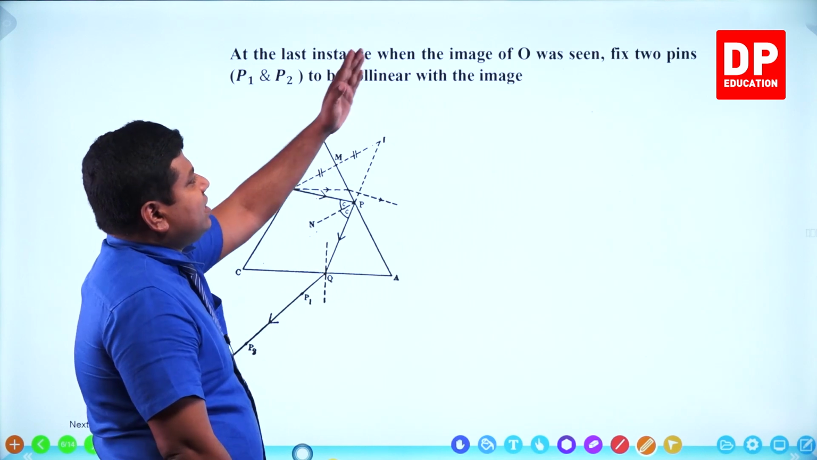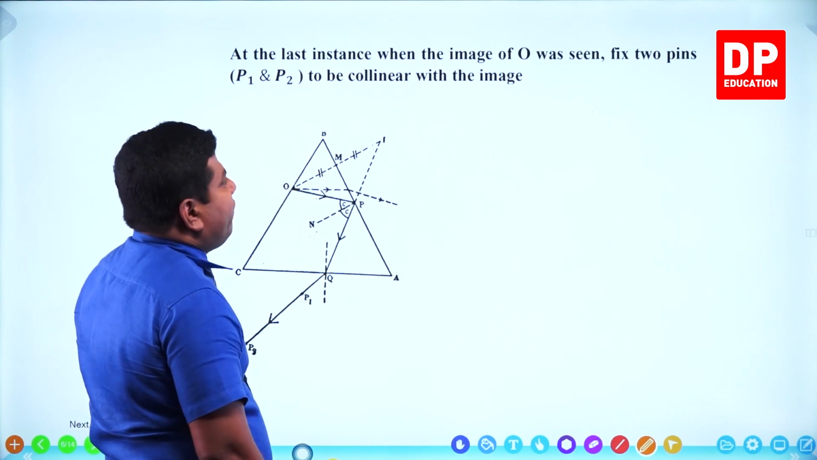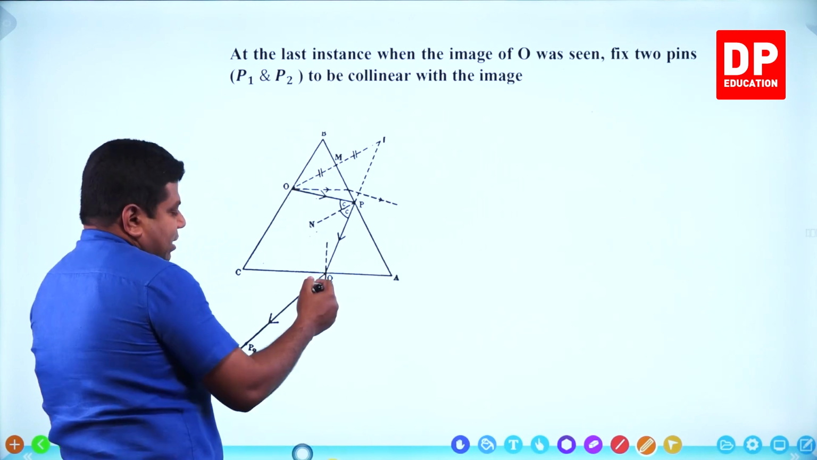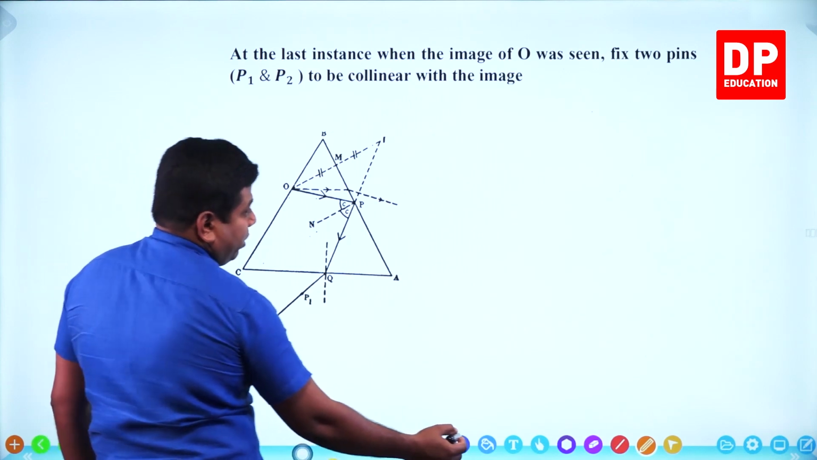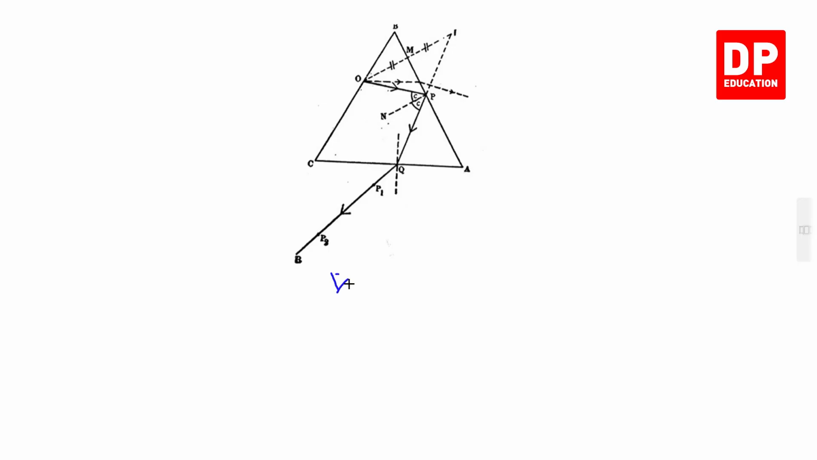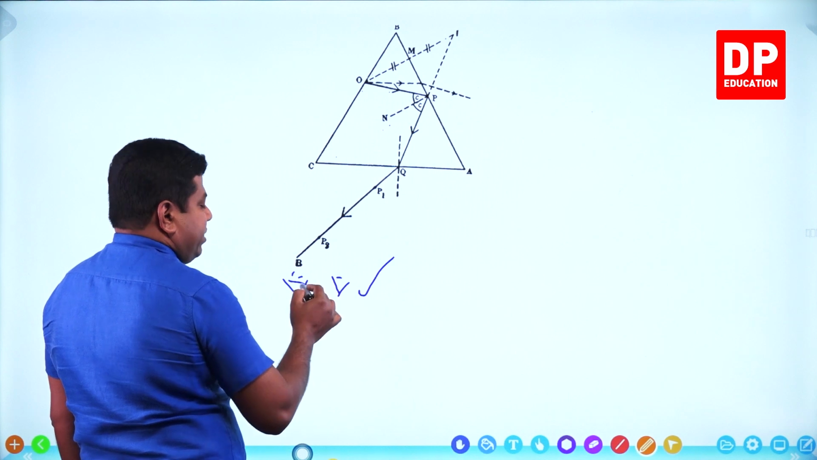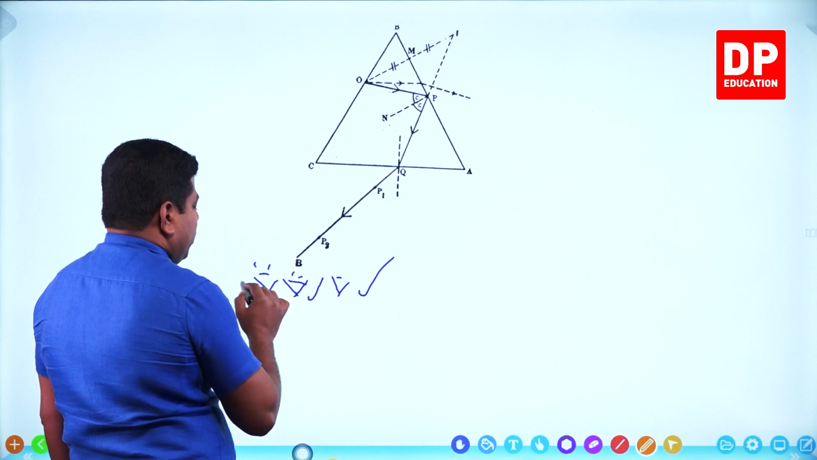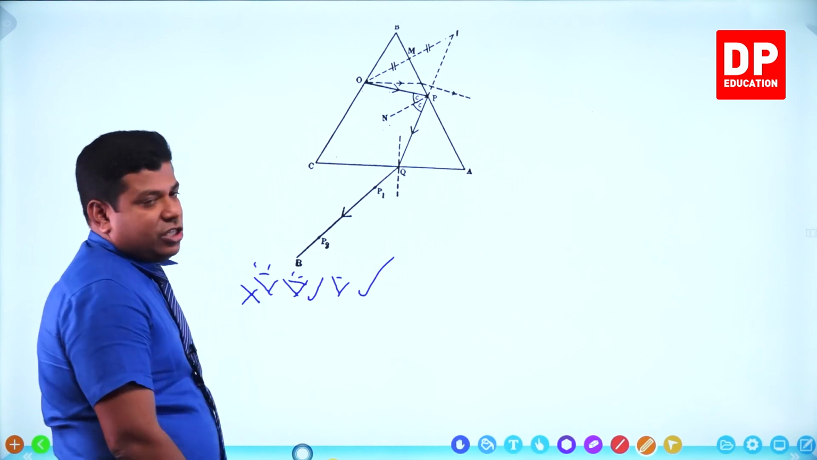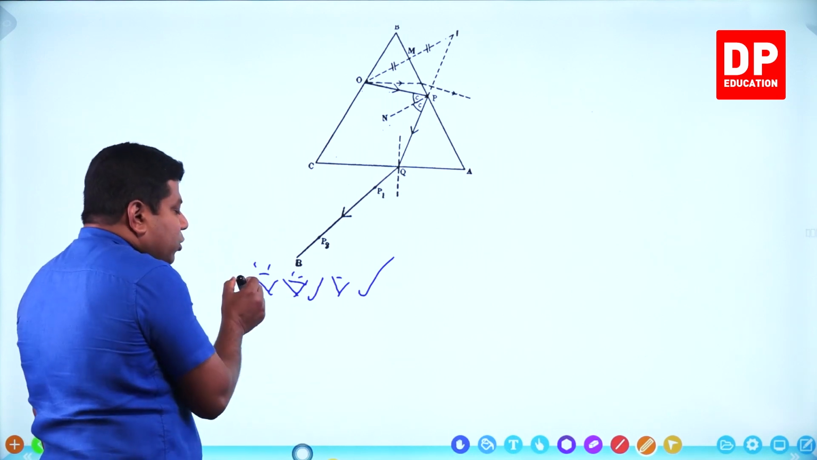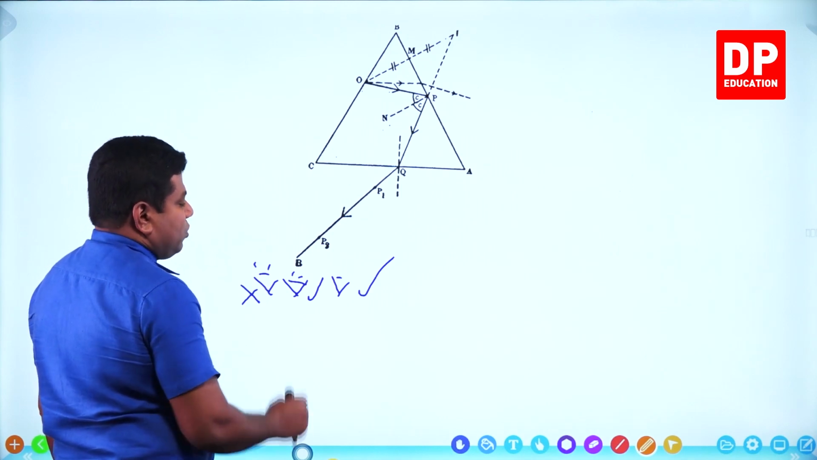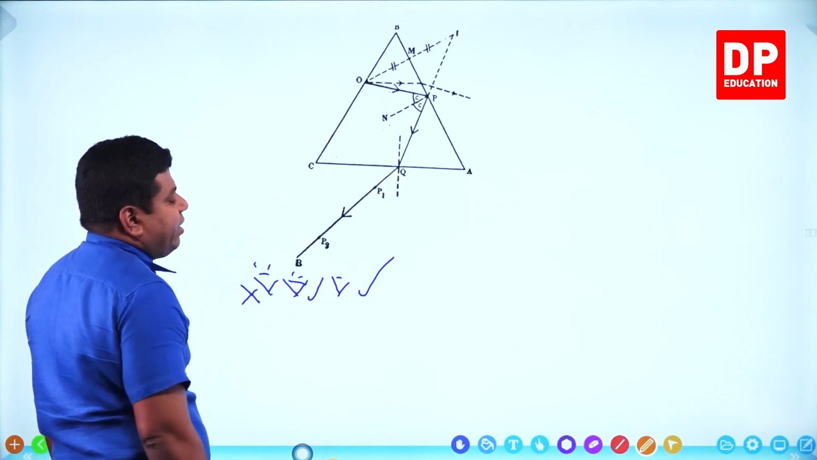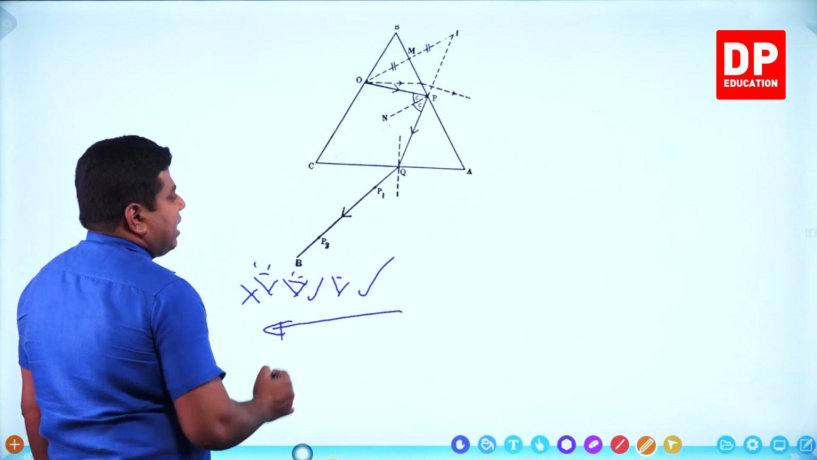At the last instance when the image of O was seen, fix two pins P1 and P2. When you keep your eye here, you saw the image. When you keep your eye here, still you can see an image. When you keep the eye here, you don't see an image. Even if you move a little bit to the other side, you don't see an image. So that's the last instance where you are seeing the image when you are moving in this direction.